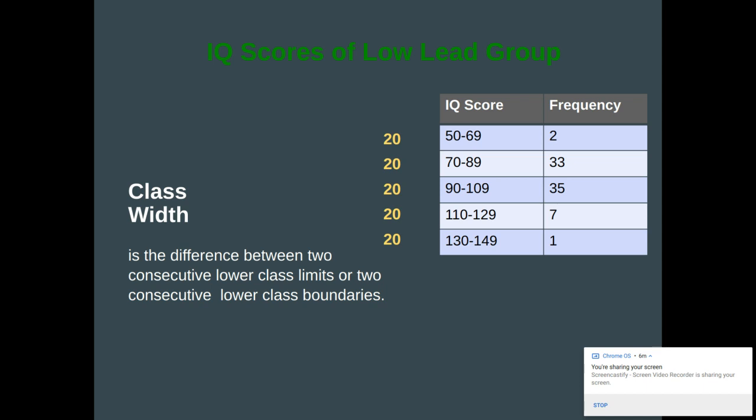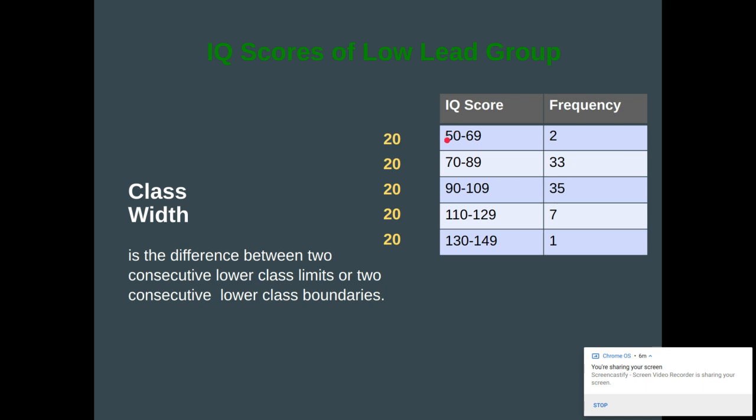Class width. This is the basis of what we build these tables off of. We have two key things that we need to build these: the number of classes you want and then the subsequent class width. Now notice the class width is 20. It is not the distance from here to here, but it is the distance between any two consecutive lower limits or upper limits, or really any singular characteristic.